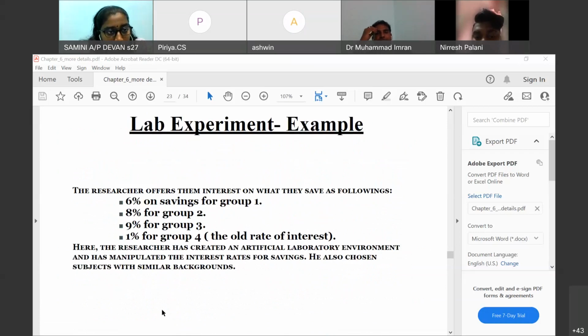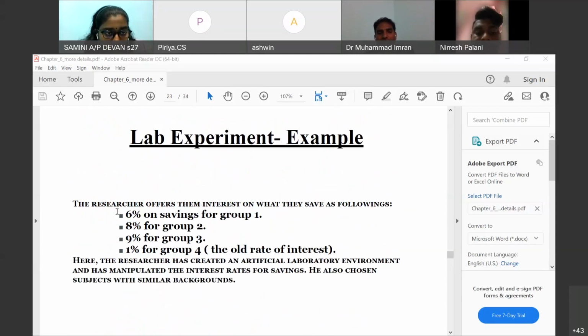Okay, read. The researcher offers them interest on what they save as follows: 6% of savings for group 1, 8% for group 2, 9% for group 3, 1% for group 4. Here the researcher has created an artificial environment and has manipulated the interest rate for savings. He also chose subjects with similar backgrounds. Then what do you understand? So they understand very well about the interest rate. Okay, the differences. And this is the lab experiment.